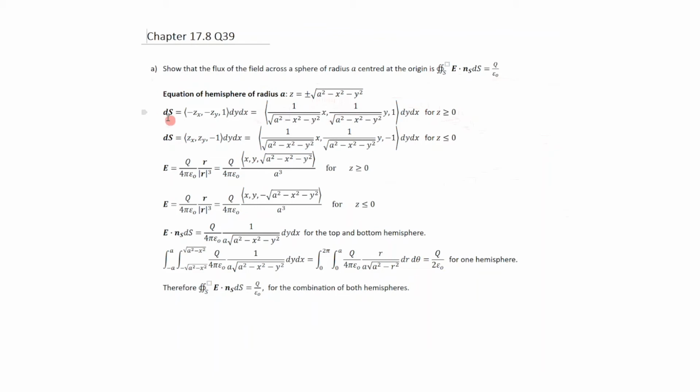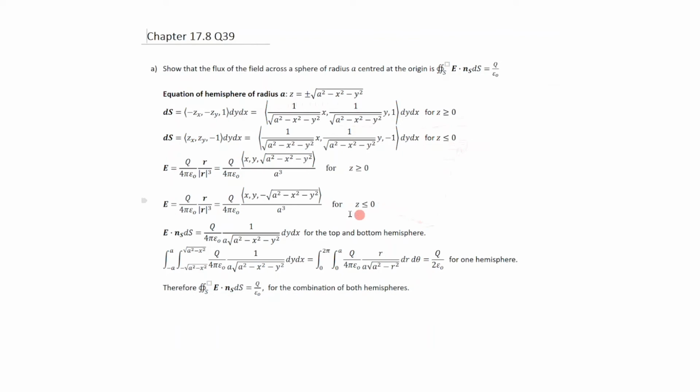We want to compute the surface area vector for both the upper and lower hemisphere. In explicit form, this would be minus z partial x, minus z partial y, and 1. That's pointing in the positive direction, which would be the upper hemisphere. If it's the lower hemisphere, this would be z partial x, z partial y, and minus 1. Notice I've multiplied this by minus 1, and now this one is pointing downwards, which is the case for the lower hemisphere. So this is the differential surface area vector for the upper hemisphere, when z is greater than or equal to 0, and this is for the lower hemisphere, when z is less than or equal to 0.